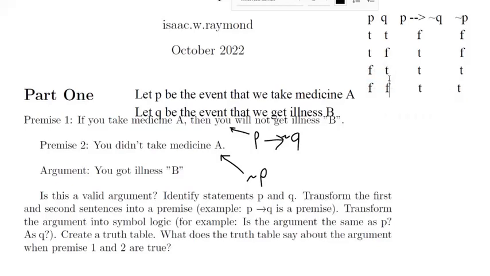So it means we can't make a definitive statement. It could be true that you get the medicine. It could be true that you get the disease, and it could be false that you get the disease. So that last part, what does the truth table say about the argument if premise 1 and 2 are true? It doesn't tell us anything about Q. Q could be either true or false, so it doesn't make a determination. So the argument is invalid. You got illness B, that's possible. That would be this outcome. But there's another outcome when premise 1 and 2 are true. This row right here.